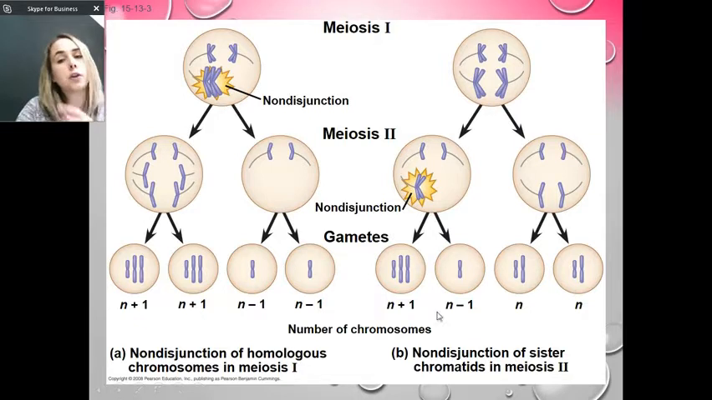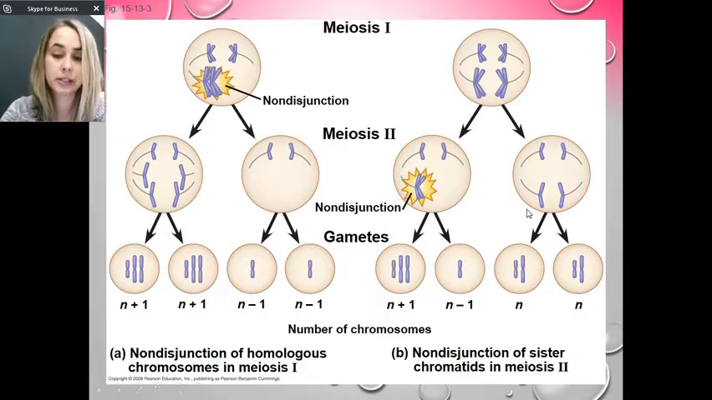So over here, you only have 2 impacted gametes and 2 normal gametes. So if it happens, it's better if it happens in meiosis 2. It kind of lowers your chances of having those eggs or sperm be fertilized.